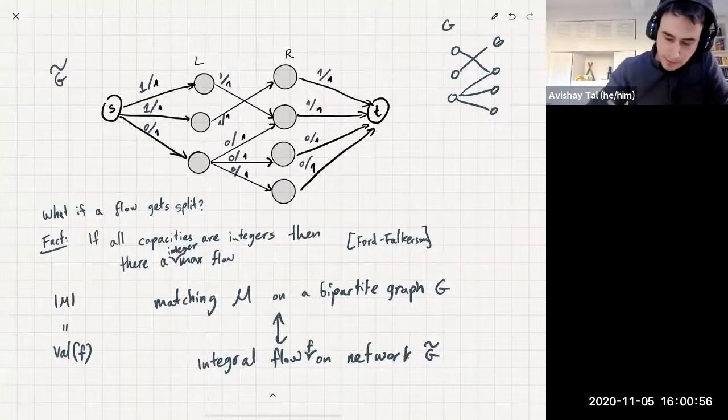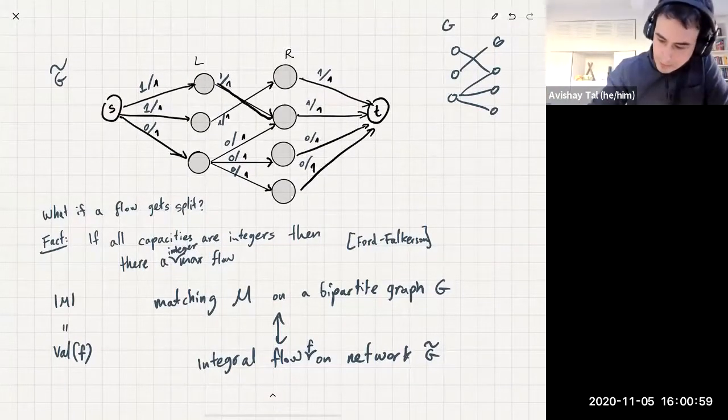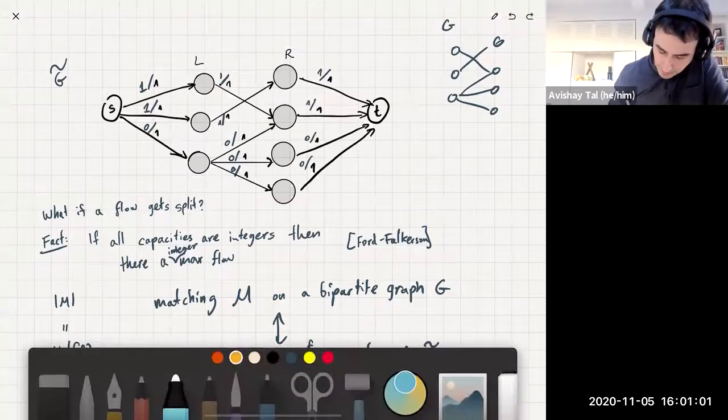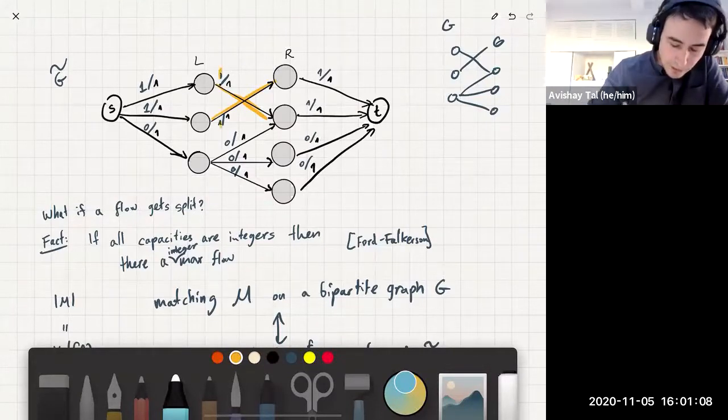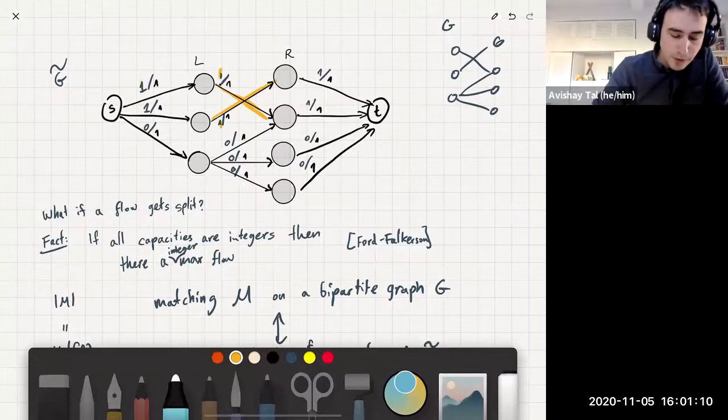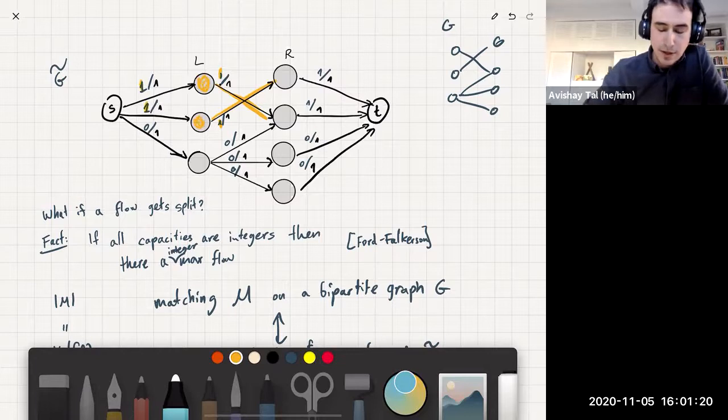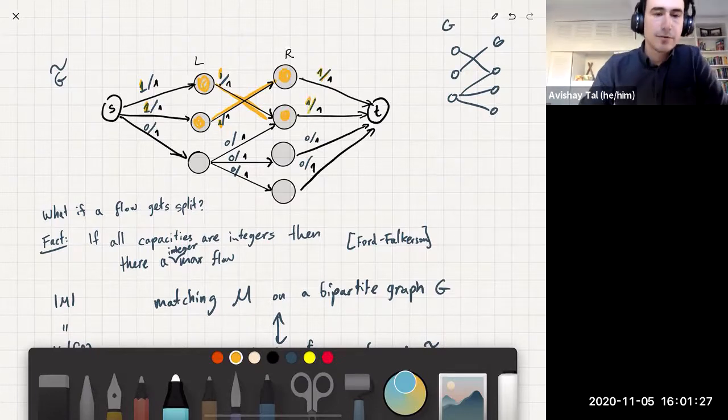Okay, so in this example, let's say that this was the matching. I'm just going to push one unit of flow on every edge in this matching, one unit of flow on every edge leading to the vertices that we called L of M. So L of M are going to be these two vertices. And we're going to push from R of M, these two vertices, one unit of flow. And everything else would have 0 flow on it.